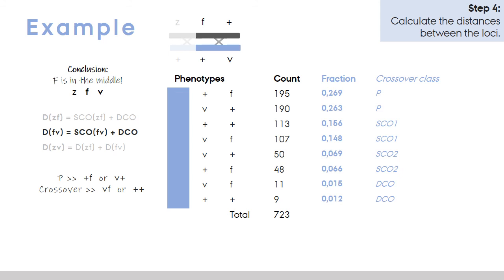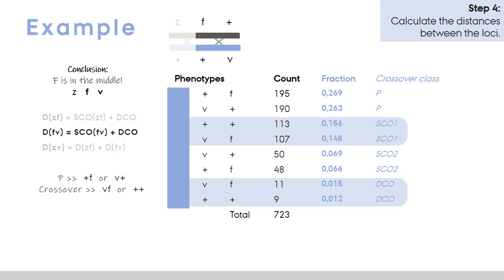And that means automatically that if there is a crossover, we would see V and F together or plus and plus together. And then when we look at the single crossovers, we see that it's these two single crossovers that match the criteria. So we see plus plus and VF. And again, when we look down at the double crossovers, we also see this VF and plus plus.